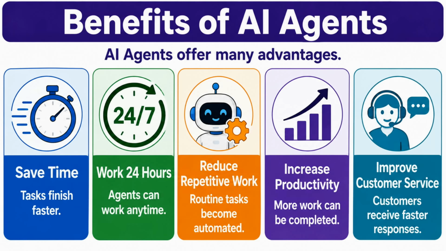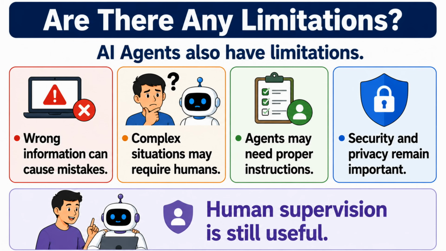What are the benefits of AI agents? First one, save time. Tasks finish faster. Second one, work 24 hours. Agents can work anytime. Third one, reduce repetitive work. Routine tasks become automated. Fourth one, increase productivity. More work can be completed. Fifth one, improve customer service. Customers receive faster responses.